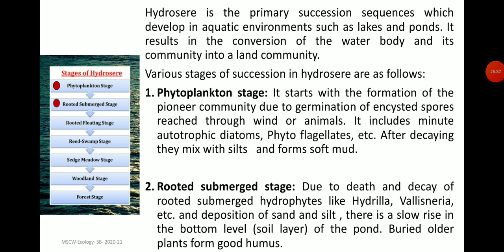Under the rooted submerged stage, due to death and decay of rooted submerged hydrophytes like Hydrilla, Vallisneria, etc., and deposition of sand and silt, there is a slow rise in the bottom level, that is the soil layer of the pond, which buries older plants. They form good humus.